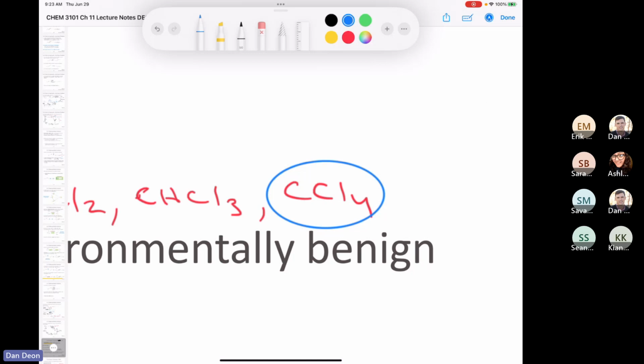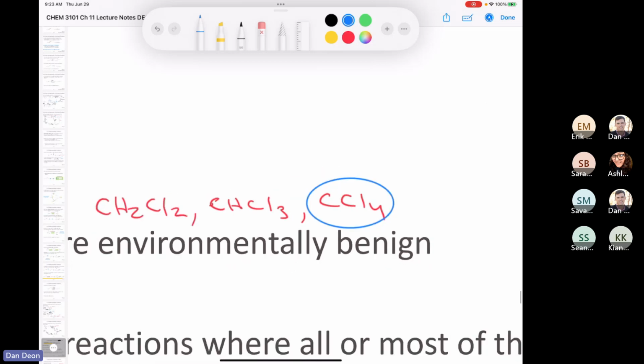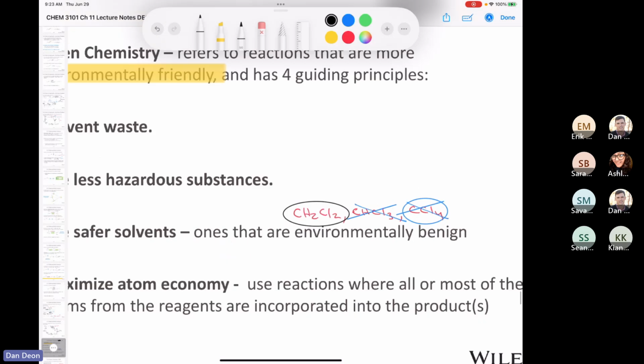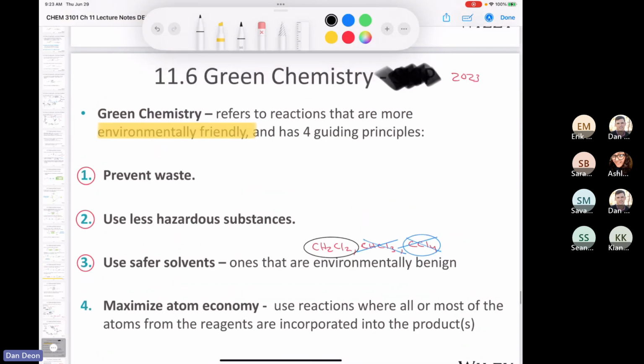And so it's very difficult to even find carbon tetrachloride now. So we want to try to avoid using solvents like this and chloroform. And then dichloromethane. Dichloromethane is still readily available, but what you'll find is that chemists are trying to find more and more ways to phase it out. So we're always trying to find ways to make our chemistry a little bit safer in terms of our solvents.